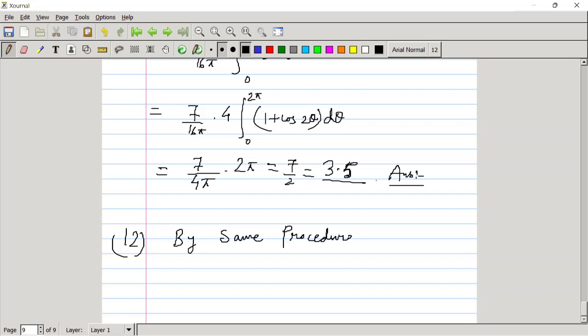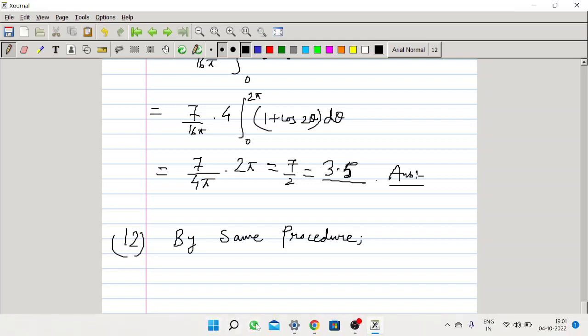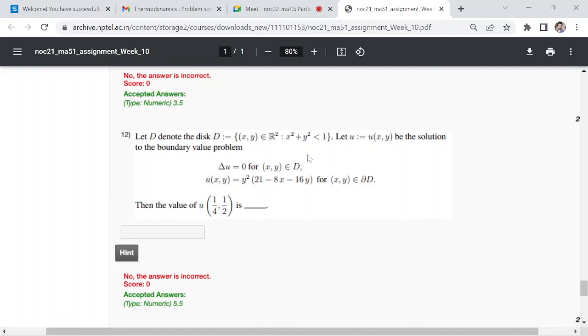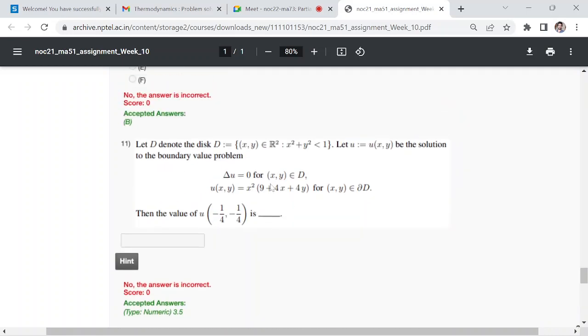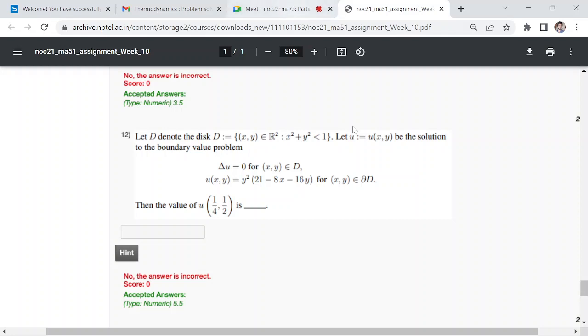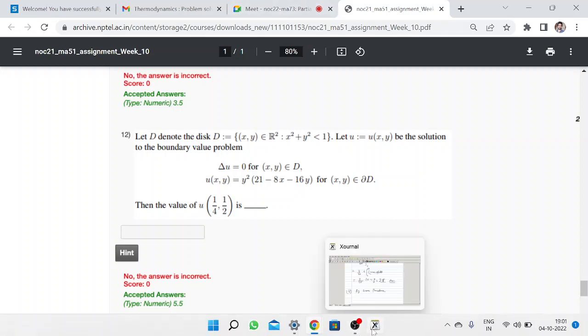What is changing here? The region is the same, x square plus y square less than 1. The only change is that this function g is y square into 21 minus 8x minus 16y. Here it is x square into this. So again this term will cancel out by the same calculation.